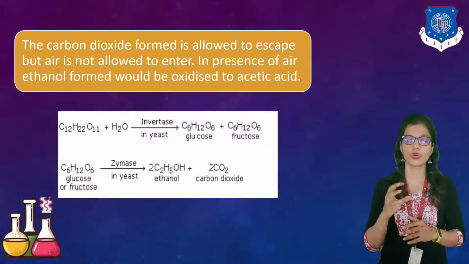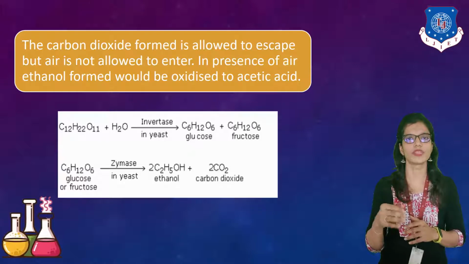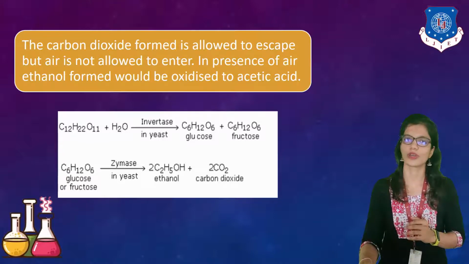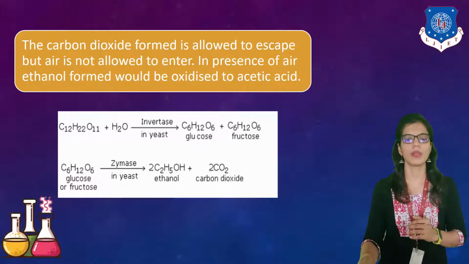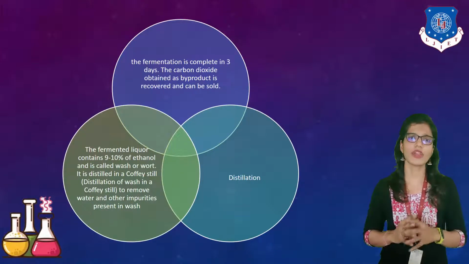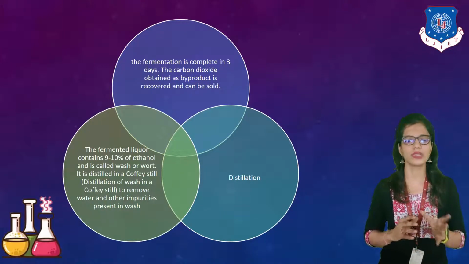We just have to remove the CO2; we don't have to add air into it. In this manner, ethanol will be produced. Now the next step will be the distillation process. Such fermentation is generally completed within 3 days.